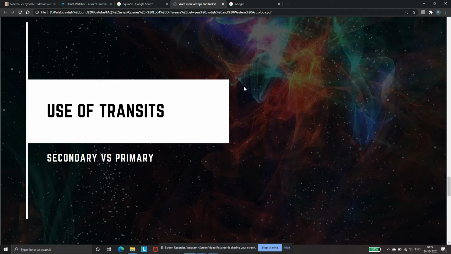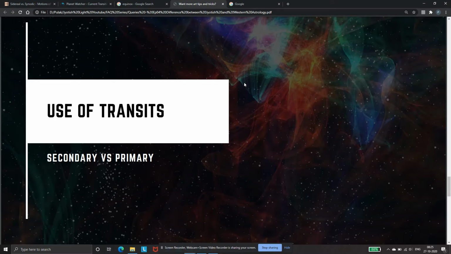Then, finally, the use of transits. Now, Western astrology relies very heavily on transits, and transits are basically the current position of the planets in the sky. They're the same for everyone. However, how they impact the static native birth chart varies, because the Western system doesn't have a concept of dashas and yogas as a part of their tradition.